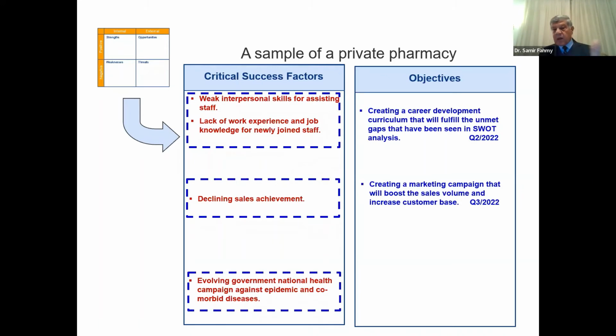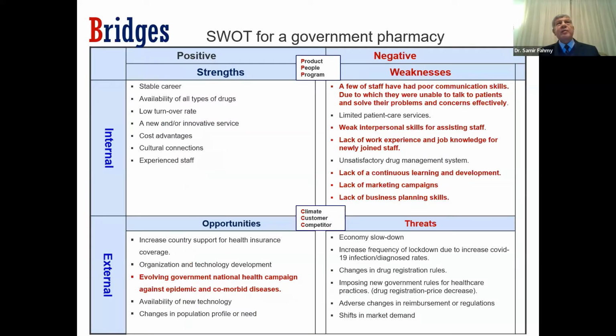And these are two types of objectives that we can set for some critical success factors. If we move to the same example for the government pharmacy, this is the sample that we already overviewed for you. And once again, the red lines represent the weaknesses and the opportunities.